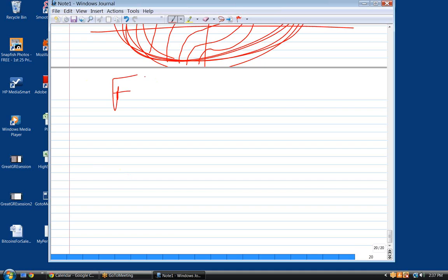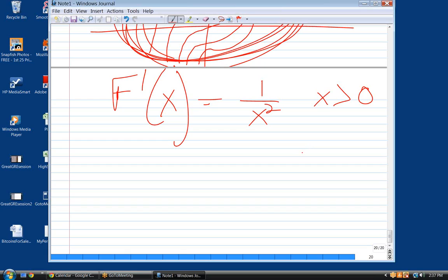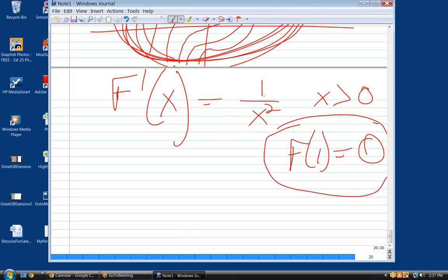All right. Let's look at the following problem. F prime of x, meaning the derivative, is equal to 1 over x squared, where x is greater than 0. And we want to find the answer to this where f of 1 equals 0. In other words, we know the derivative, we're trying to find the integral, and remember that there's an infinite number of integrals that satisfy this, but there's only one integral that satisfies that. What is the integral of 1 over x squared?